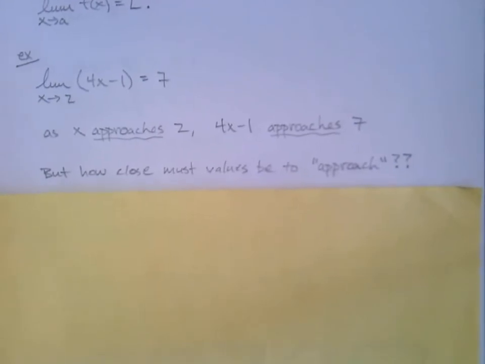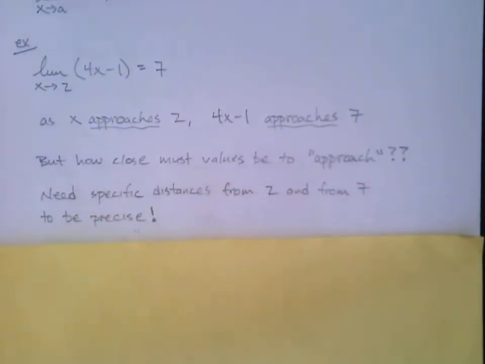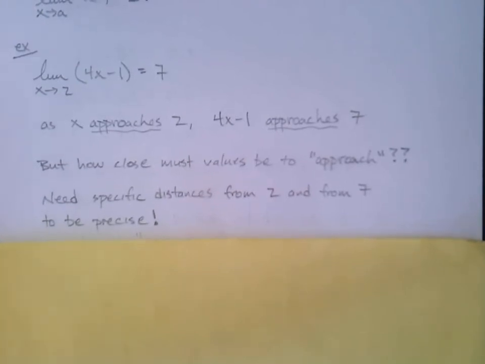Okay, so here's what we're going to do. We're going to rethink this. We need specific distances from 2 and from 7 to make this precise. So we're going to say, hey, if you get to 2.1, then that's a specific distance. You're 0.1 away from 2. You could argue the same thing on the lower end, like 1.9. If you get within 1.9 to 2.1, if you're that close to 2, then you're within a certain distance, and we can agree that you're approaching.